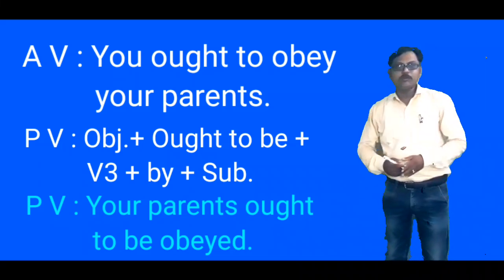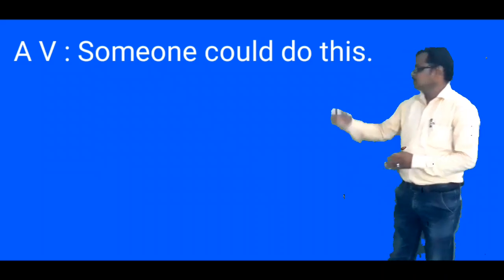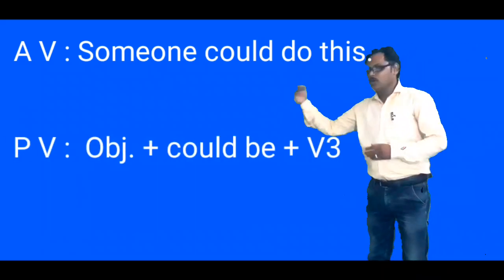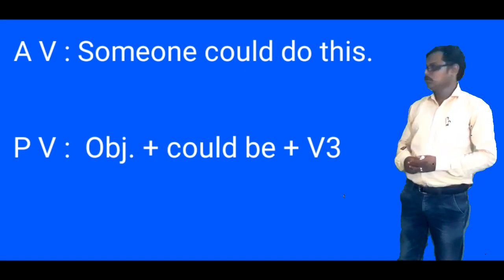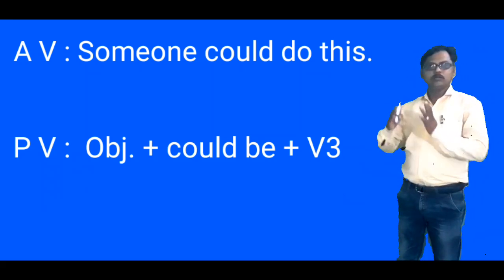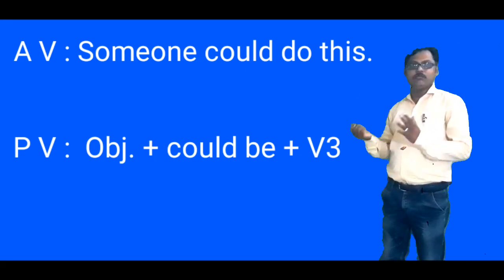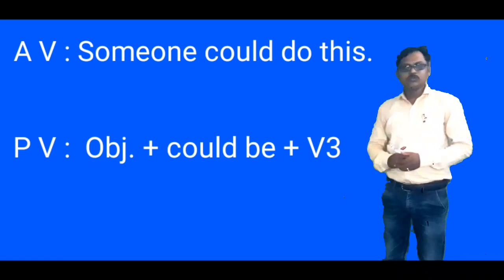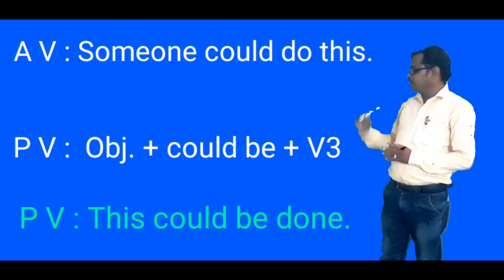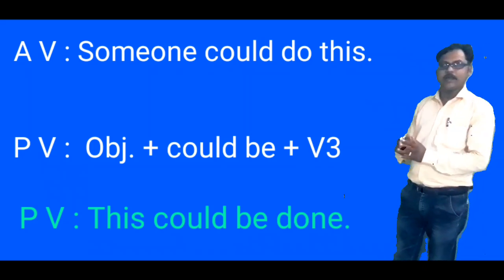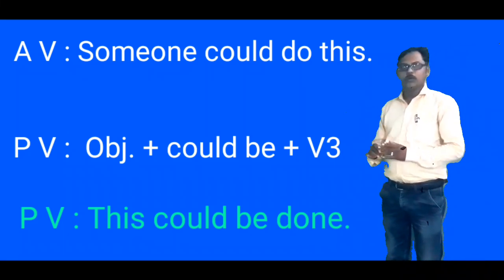Now the next sentence is: someone could do this. Look at this, someone. How can we change this? First we take the object, this. Then the modal, could, and after that we have to use be. So it changes into could be, in the passive voice.